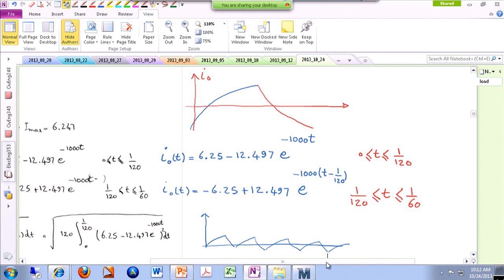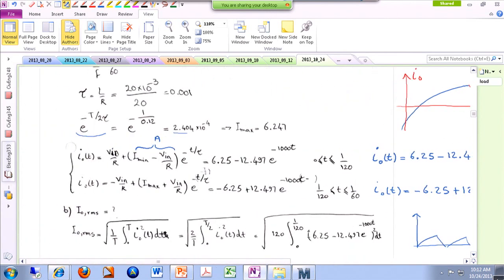So, this example also has other parts. Part B is asking what the RMS value of the output current is. Now we have an expression for the output current. We know it's periodic. One way of doing that is to break it down into its Fourier series components and then find the RMS value, or just go with the original definition of the RMS value of a periodic signal. It's the signal multiplied by itself, then take the average value of that over one period, and then take the square root of the whole thing.